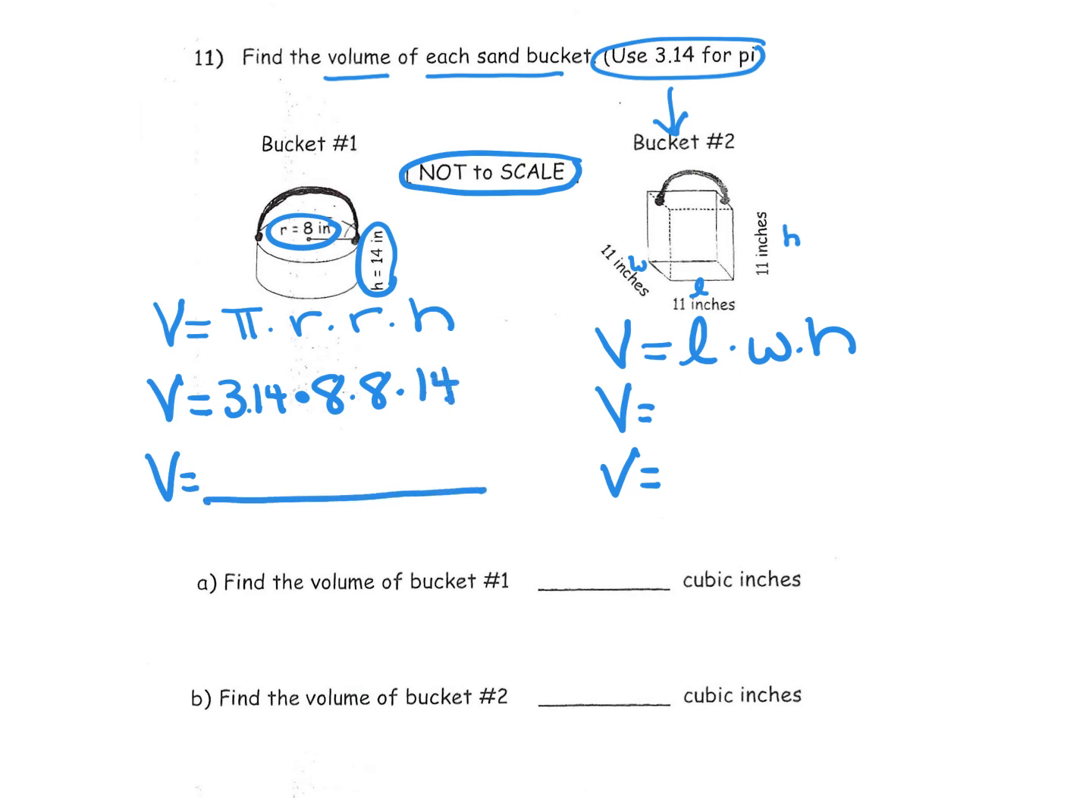When you're ready, get your answer and write it here for the volume of bucket number 1. For bucket number 2, you're going to take a length of 11 times 11 times 11. You're going to calculate your answer, write it down there, but also place it on the line. Continue to ask questions, answer questions as you go down the page.